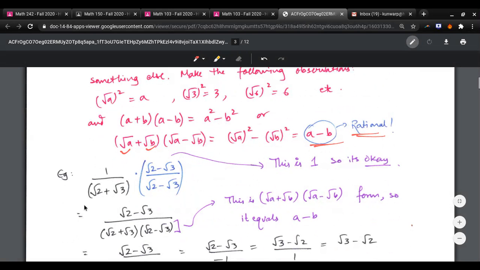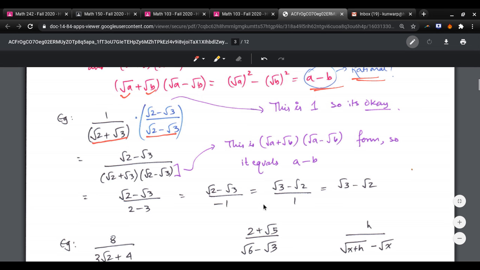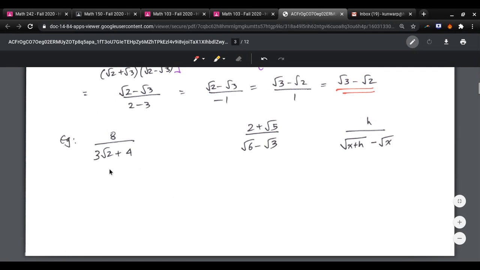So if I have to make the denominator rational, I multiply and divide by root 2 minus root 3. So if this is a plus b, this is a minus b. Right? So this becomes 2 minus 3, which is 1 in the denominator. Let's look at some examples.